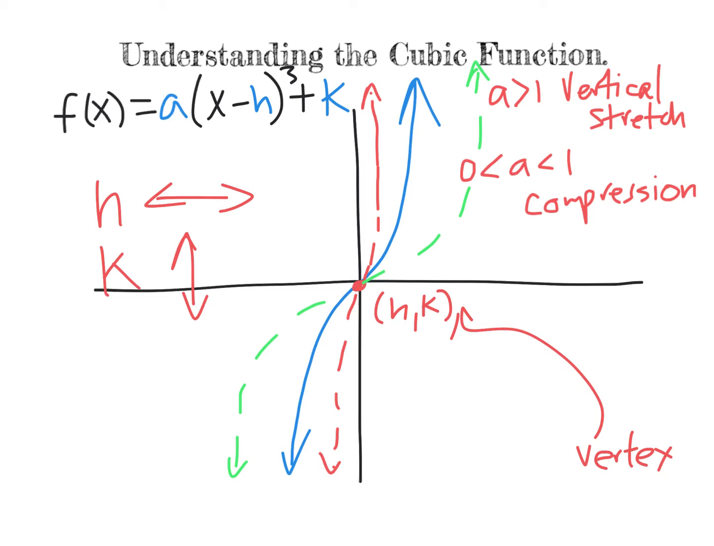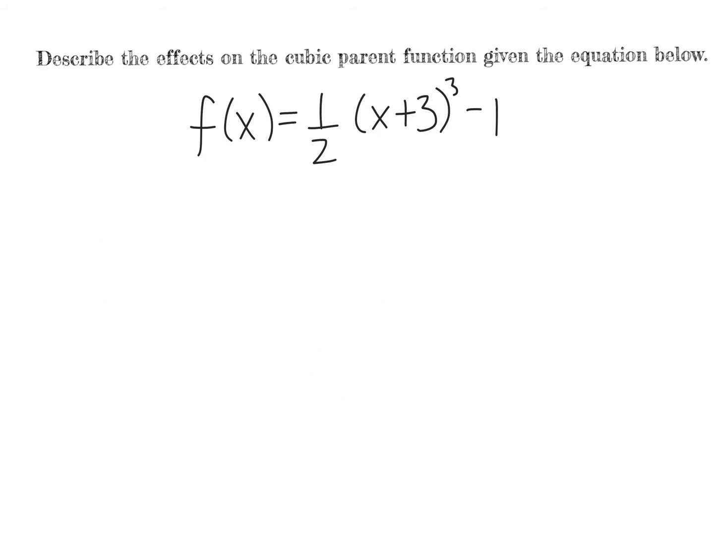So let's do a couple of examples. So here we have 1/2 times (x plus 3) cubed minus 1. We want to describe the effects of the changes. So let's start with the 1/2. So here I know that a equals 1/2. Since a is between 0 and 1, we're going to say that this function is being compressed.